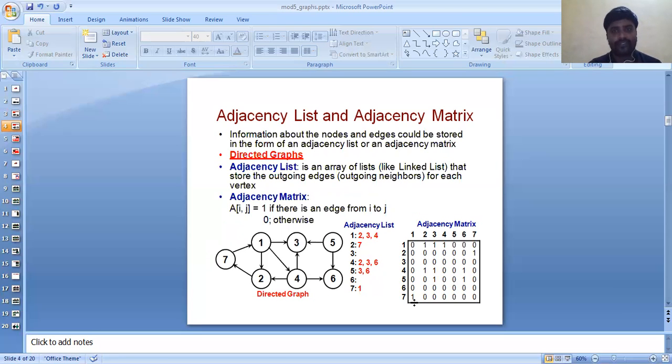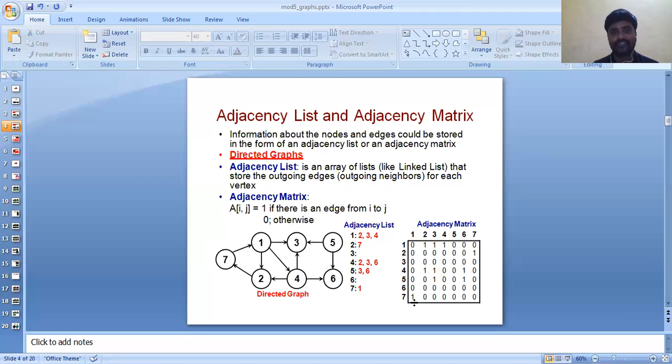Now adjacency list and adjacency matrix will go for the directed graph, how it can be performed. Information about the nodes and edges could be stored in the form of an adjacency list or adjacency matrix. Here is the adjacency list, how we can perform it in a directed graph. It is like a linked list, as we discussed previously, and stores the outgoing edges for each vertex.